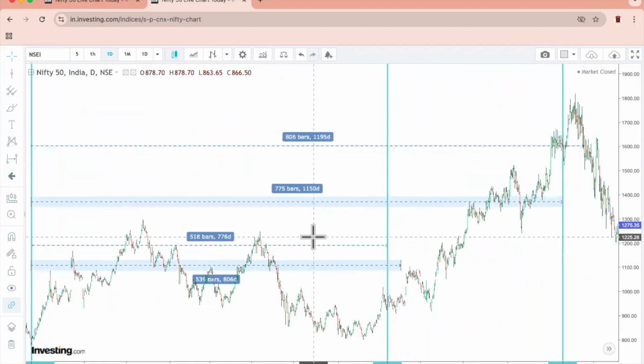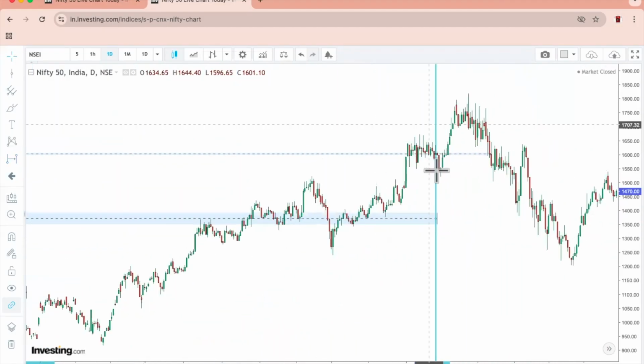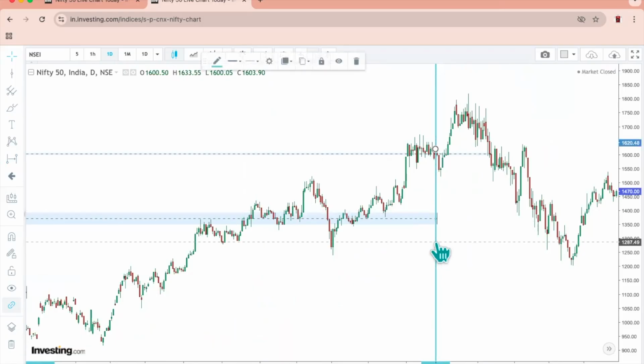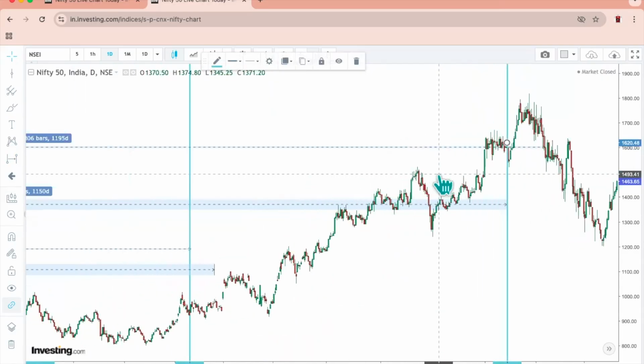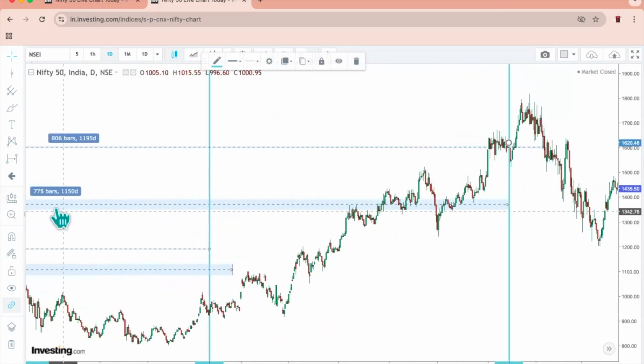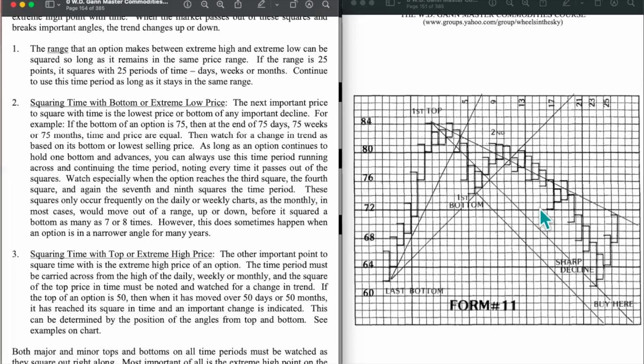And for the number of trading days, probably this is the low date, which is 775 trading days, and this is 806 trading days. So probably this is just coming nearer to the high, which is as per the details which have been given. So we considered from the bottom.